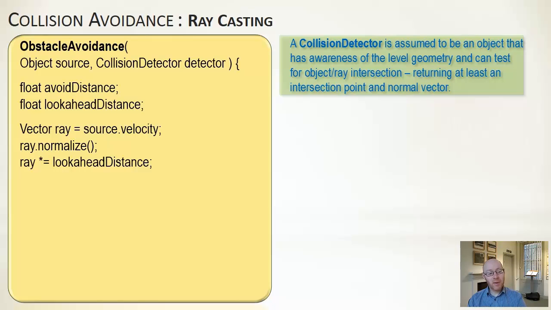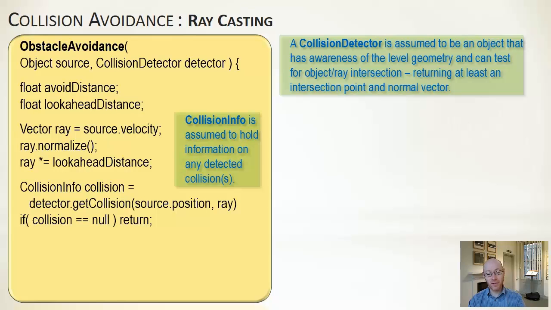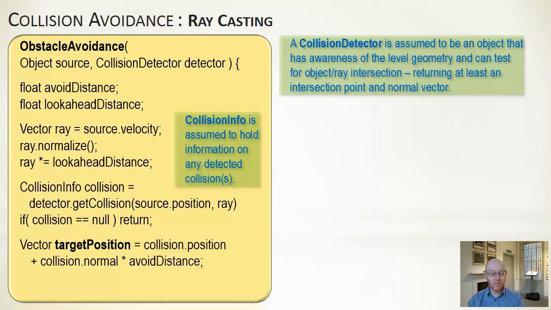We have some collision information. The collision information we're assuming here is an object maybe containing a point and a normal and stuff like that. And we go to our detector and we say, okay, for this current position, here we have a ray being cast from it. Does it collide with anything? If it does, give me information. If it doesn't collide, then there's nothing more to be done, we'll simply return. If it does collide, then we use the position of the collision with the normal and our avoid distance to give us a new target away from the object that we will seek towards. So at this high level, very straightforward, but the complexity is in writing the collision detector.